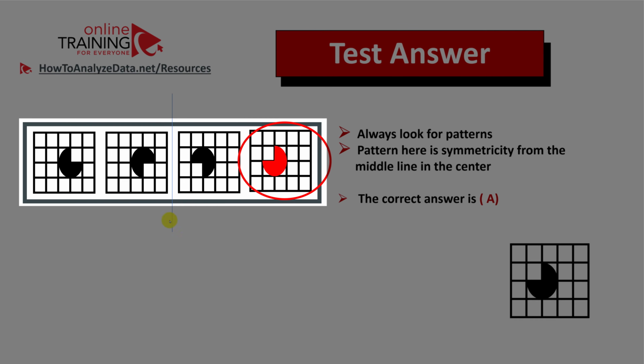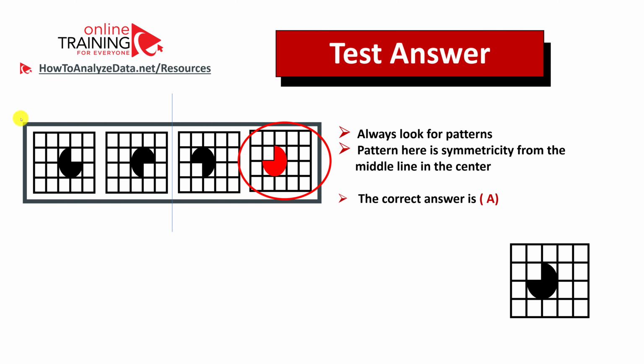You see, if we draw a line in the middle, you can see that the shapes, the pie pieces, are symmetrical. The pie in the first square mirrors the pie in the last square, because the pies in the second and third squares are also mirrored. Hopefully you've nailed this question and now know how to answer similar problems in the test.